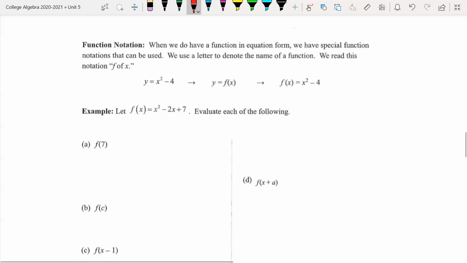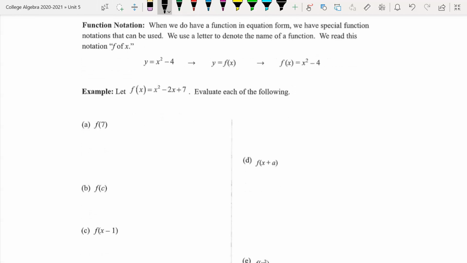Moving on. Now this is the last part of this lesson. I would say this is one of the harder parts. So we do have a function in equation form. We have special function notations that can be used. We use a letter to denote the name of the function. We write this notation as like f of x as an example. So this one became f of x. f of x is the same as y. That's what I wrote right here. So y equals f of x just means the same thing.